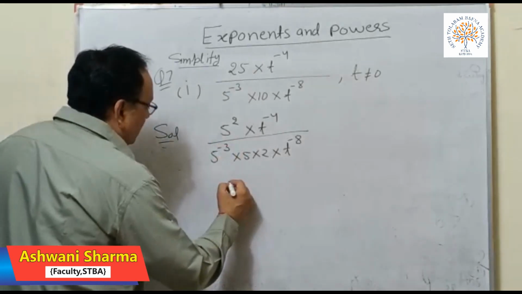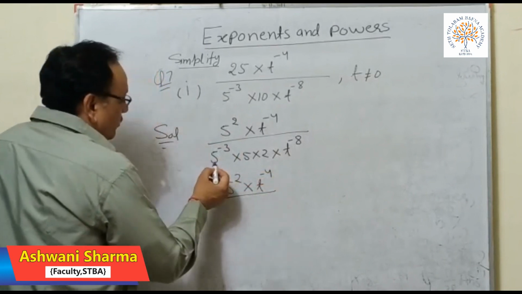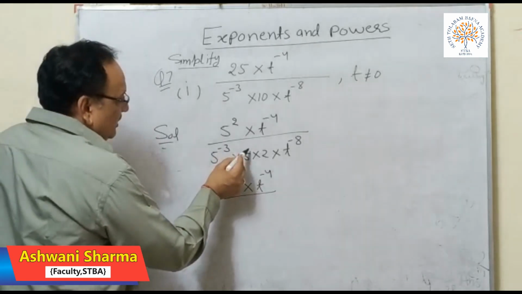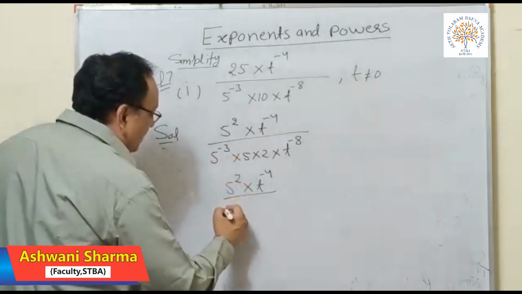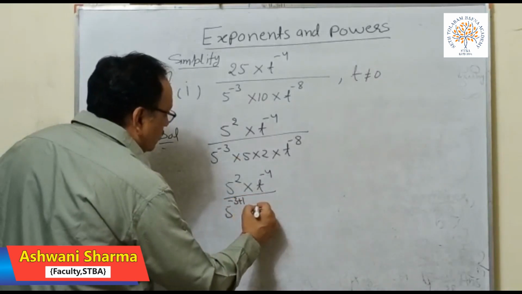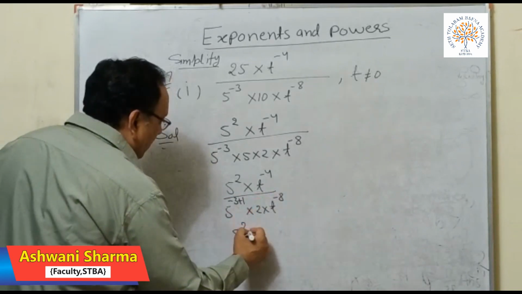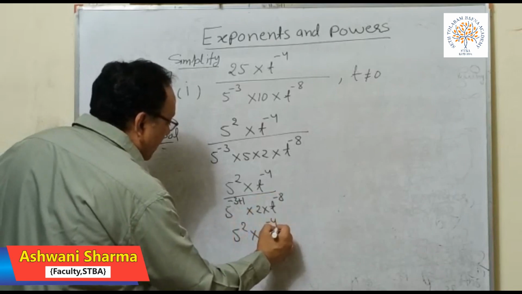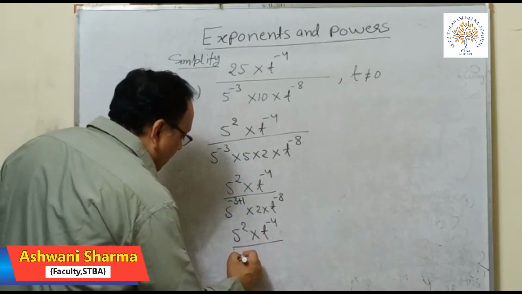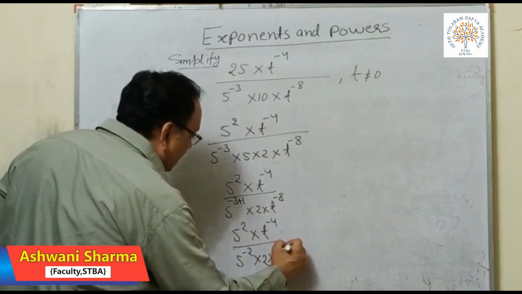Again we write 5 raised to the power 2 into t raised to the power minus 4 upon 5 raised to the power minus 3, 5 raised to the power 1. Here the power is 1. The bases are same, so the power will be minus 3 plus 1, into 2 into t raised to the power minus 8. Minus 3 plus 1 is minus 2. So 5 raised to the power minus 2 into 2 into t raised to the power minus 8.